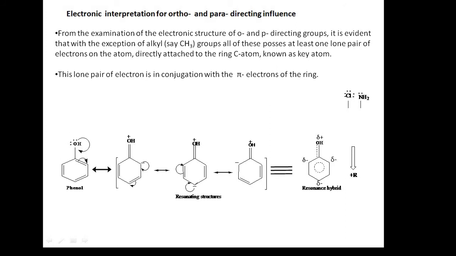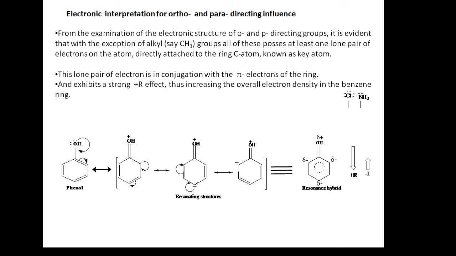Now this type of delocalization of the lone pair of electrons present on the key atom towards the phenyl ring is known as the plus R effect, that is plus resonance effect, or you can say that the hydroxy group is donating electrons to the ring by resonance effect, and this makes the ring electron rich due to the plus R effect, so that the ring will be activated towards electrophilic substitution.